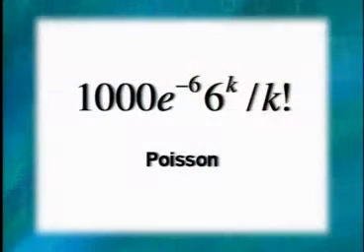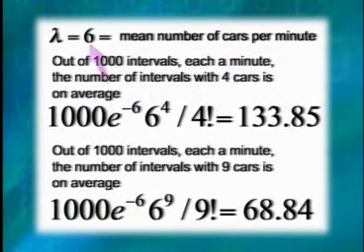So there's a mathematical formula here which I will show you. Here is the mathematical formula that you can deduce from abstract terms that predicts how many intervals will have exactly k cars arriving, that is, for how many minutes there will be exactly k cars arriving. So let me give you specific examples so you can see. So 6 is the mean number of cars that arrive per minute.